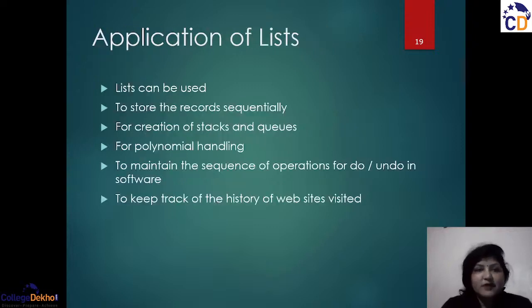Now these are some applications of lists. A list can be used to store records sequentially, for creation of stacks and queues, for polynomial handling, and to maintain the sequence of operations for do or undo in software. It is also used to keep track of the history of websites, the most widely used case. You have history in Google Chrome. How is it maintained? It is one of the applications of the list data structure.